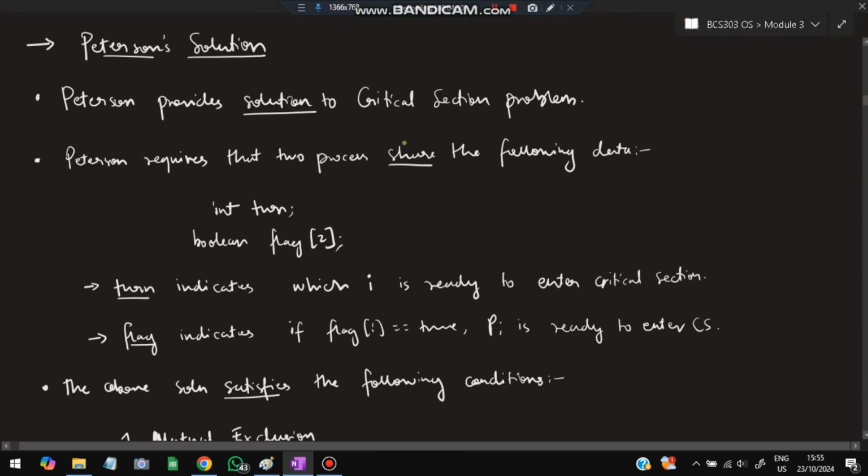It requires two processes to share the following data. If there are processes P1 and P2, both should have this data: int turn and boolean flag. Turn denotes which process will be able to execute the resource, which i is ready to enter the critical section. If turn's value is equal to 3, then P3 will be executing. And the boolean flag will indicate whether i is ready to enter the CS or not. Turn indicates the next process to execute, and flag indicates whether that process is ready or not.